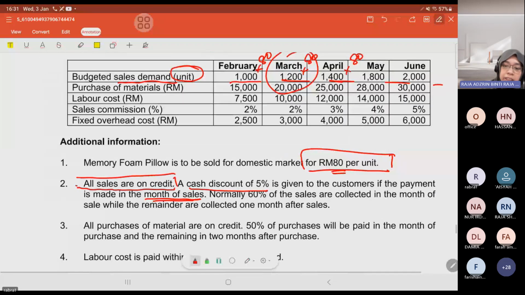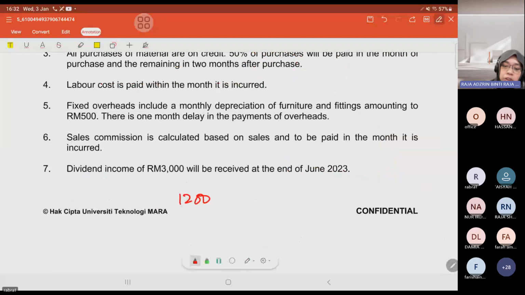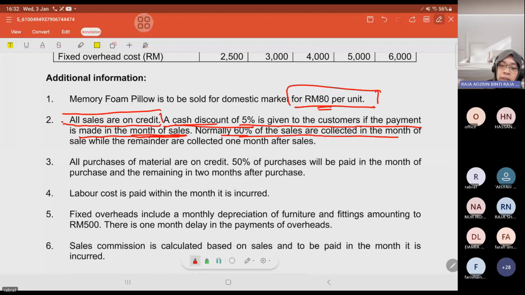If you are doing untuk March punya period, so March will be 1,200 units. Units times dengan 80 ringgit per unit. So 1,200 kali dengan 80, so you will get 96,000 ringgit. That is you punya total sales. But then dia kata a cash discount 5% is given to the customer if the payment is made in the month of sales. Normally, 60% of the sales are collected in the month of sales, while the remainder are collected 1 month after.